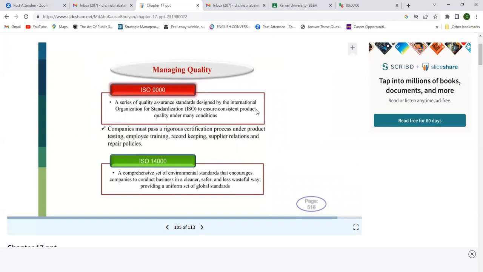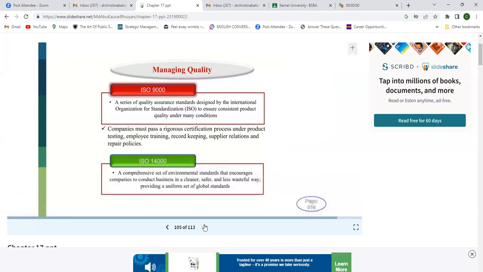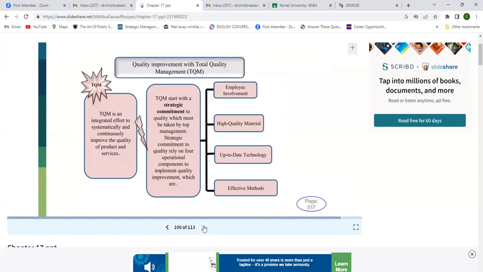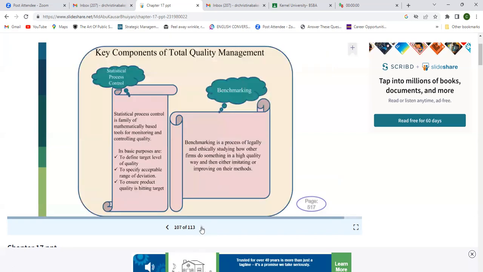Okay, managing quality: you can see ISO 9000, a series of quality standards from the International Organization for Standardization, or ISO 14000, which encourages companies to operate in a cleaner, safer, less wasteful way. Quality involves total quality management, that's TQM. TQM is an integrated effort to systematically and continuously improve the quality of products and services. Key components: statistical process control, a family of mathematically based tools.